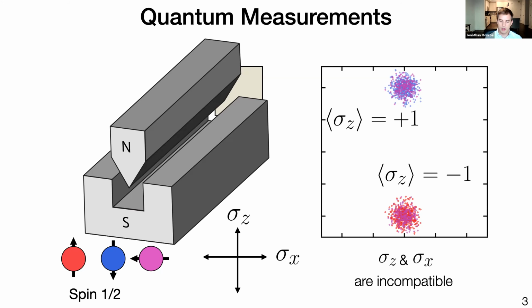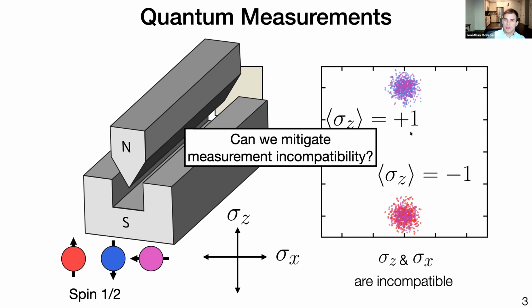Let me back up. When we put in this left spin, whether that particular spin would land up or down was a totally random process. There's no way to predict whether that sigma x eigenstate will measure z +1 or z -1. And that total randomness comes from the fact that sigma z and sigma x are, in a sense, maximally incompatible.